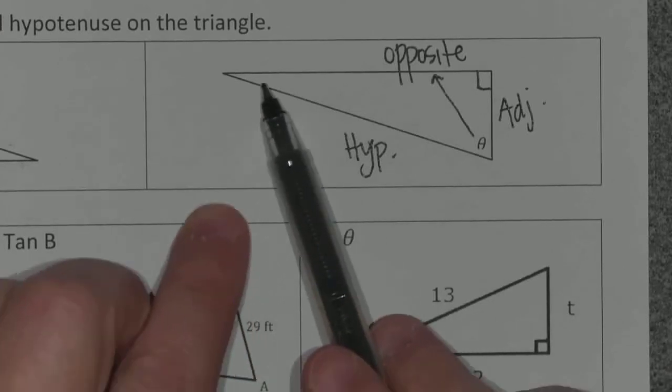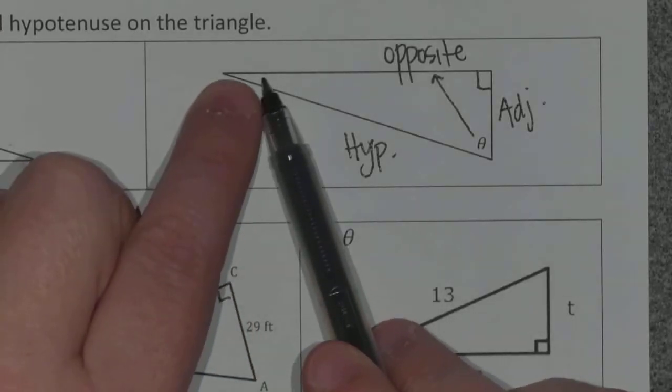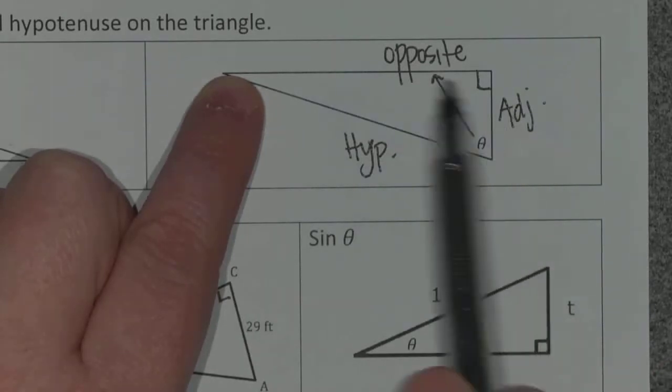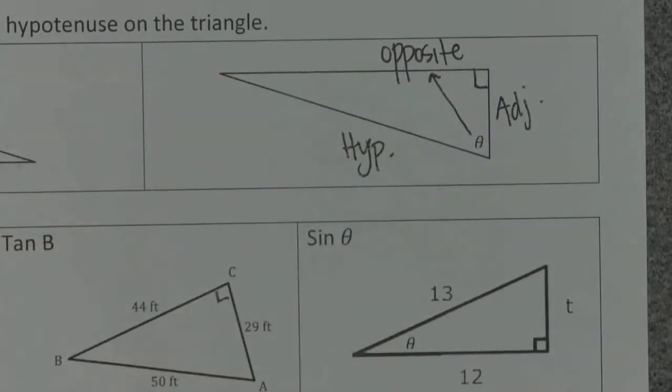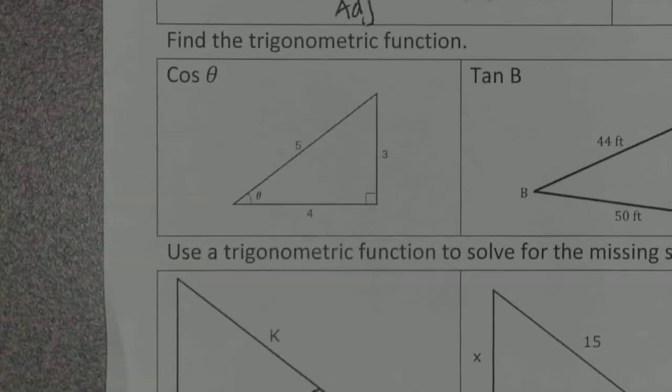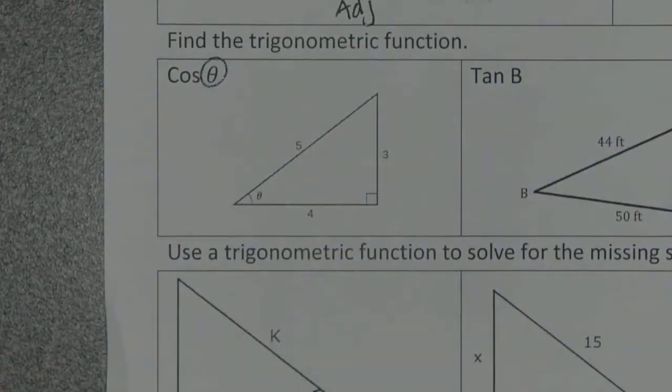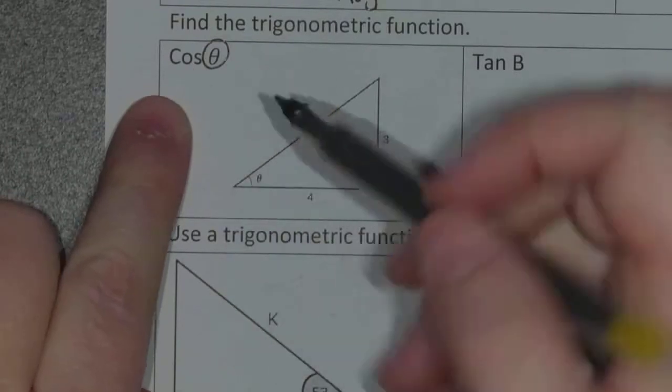Now, if I were to look at this angle instead, do you see that the opposite would be different? So it depends on which angle you're looking at. That's an important thing to remember. So take a look at this problem right here. What angle does it tell me to look at? The theta angle, right? It says look at theta and find me the cosine.